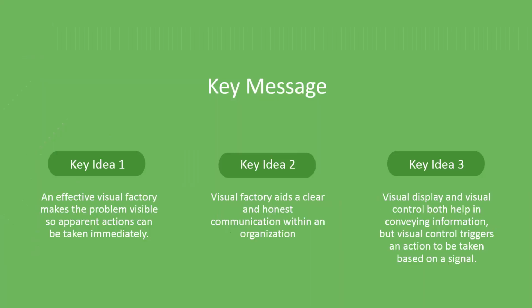These are the key ideas to be emphasized in experimenting with lean techniques using Visual Factory. The first key idea, an effective Visual Factory makes the problem visible so apparent actions can be taken immediately. Second key idea is that Visual Factory aids a clear and honest communication within an organization. And lastly, visual display and visual control both help in conveying information, but visual control triggers an action to be taken based on a signal.